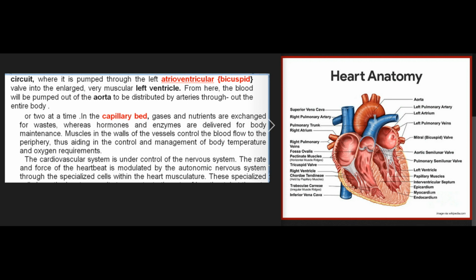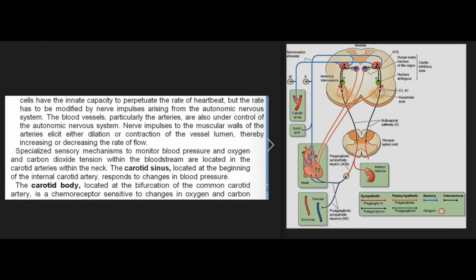The rate and force of the heartbeat is modulated by the autonomic nervous system through the specialized cells within the heart musculature. These specialized cells have the innate capacity to perpetuate the rate of heartbeat, but the rate has to be modified by nerve impulses arising from the autonomic nervous system. The blood vessels, particularly the arteries, are also under control of the autonomic nervous system. Nerve impulses to the muscular walls of the arteries elicit either dilation or contraction of the vessel lumen, thereby increasing or decreasing the rate of flow.